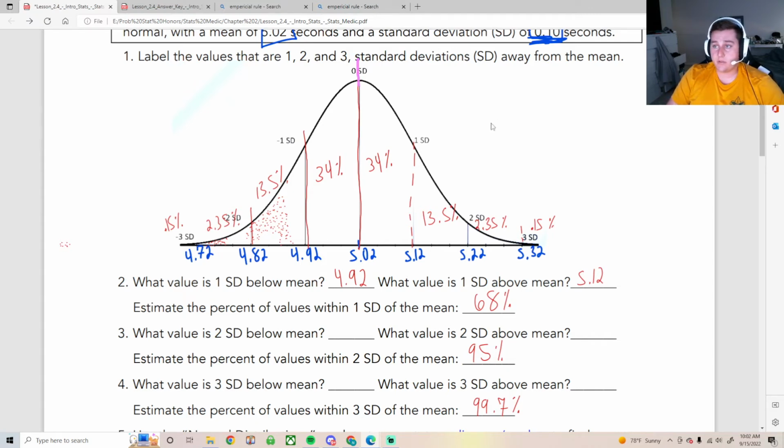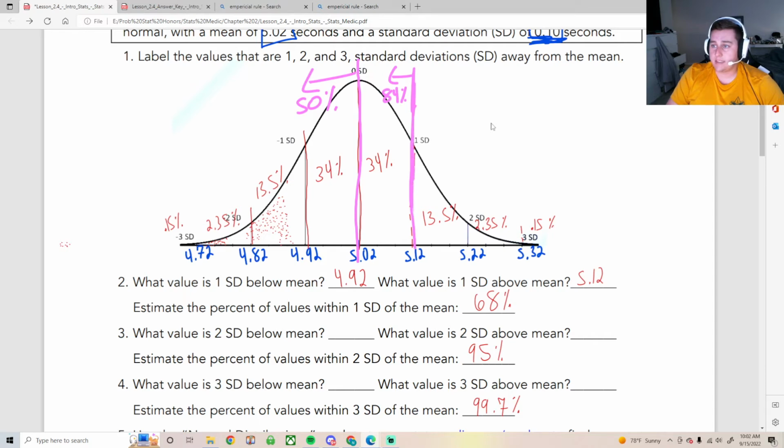Well, it should make sense to everyone that if I draw a line here, the area to the left is 50%, right? Because it's half and half. It's a perfectly symmetrical curve. So there's 50% of the data to the left, and I need 84. Well, 50 plus 34 is exactly 84. So there's now 84% of the data to the left of this line.